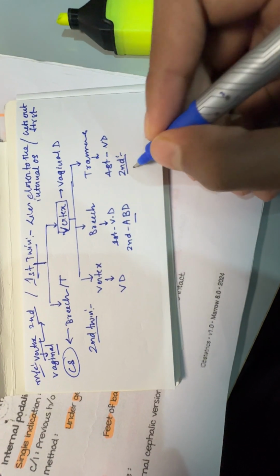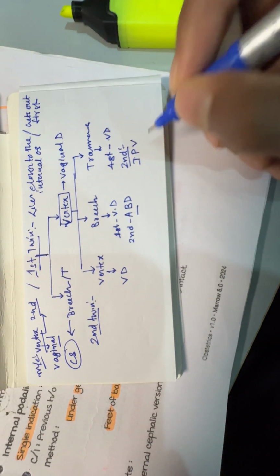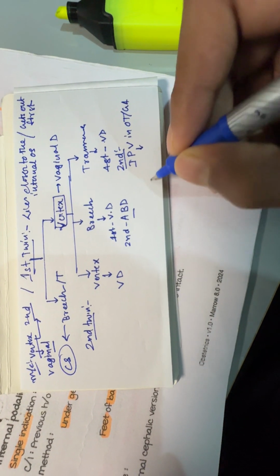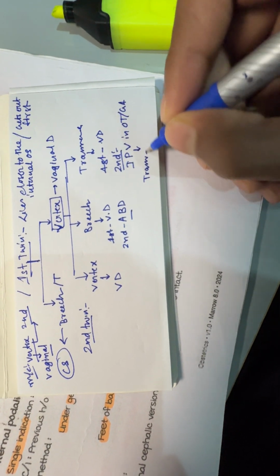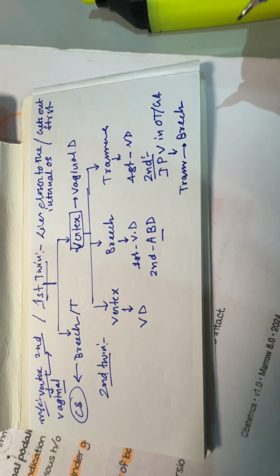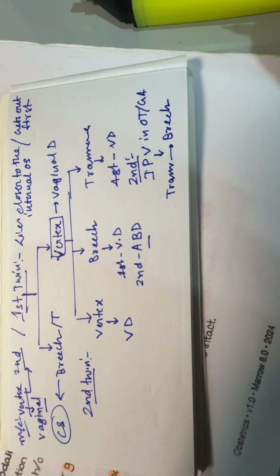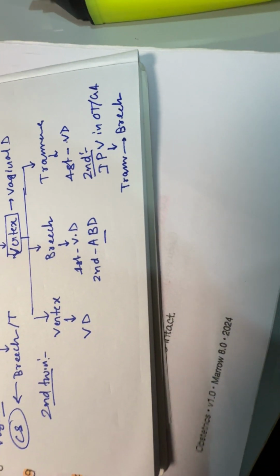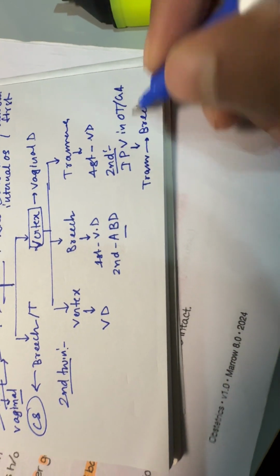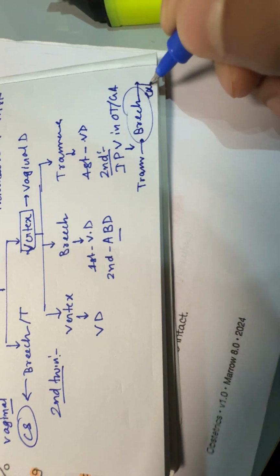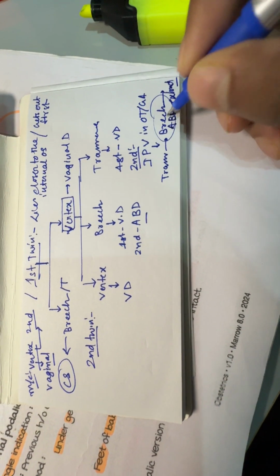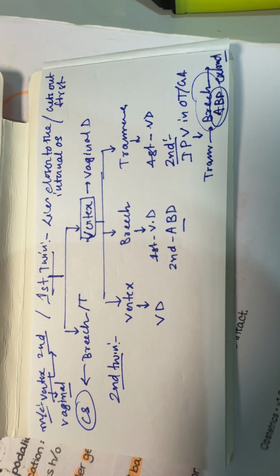an internal podalic version in the OT under general anesthesia, and then convert the transverse twin into breech. Basically, we take the patient up to the OT, give her general anesthesia, and then insert our hand manually into the uterus, hold the limb of the baby and convert it into a breech presentation. After the breech presentation, we do breech extraction, so this is ABD basically. So this is the algorithm. Thank you.